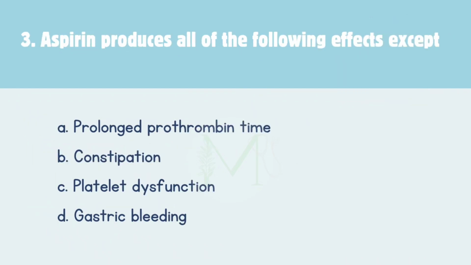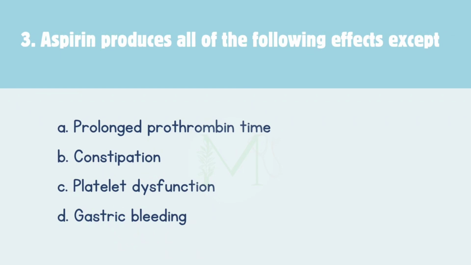Third question. Aspirin produces all of the following effects except. The options are prolonged prothrombin time, constipation, platelet dysfunction, gastric bleeding. So, as I explained previously, we need to remember certain things when it comes to aspirin. It is a NSAID, an analgesic, anti-inflammatory agent and antiplatelet agent. And regarding its mechanism of action, it inhibits cyclooxygenase enzyme and decreases prostaglandin synthesis. So with these, let's analyze the options now.